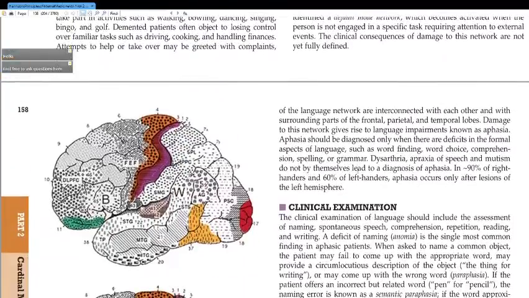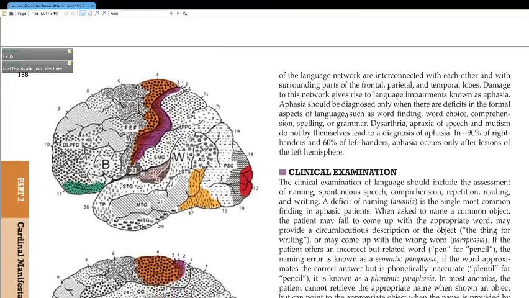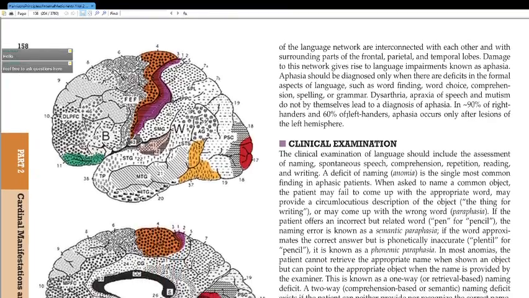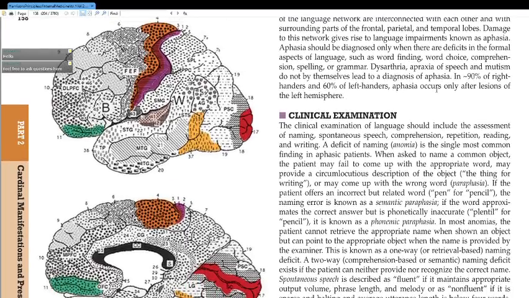The language networks are interconnected with each other and surrounding parts of the frontal, parietal and temporal lobes. Damage to this network gives rise to language impairment known as aphasia. So I need to train my left side to not have a problem in word finding. It is a common problem.